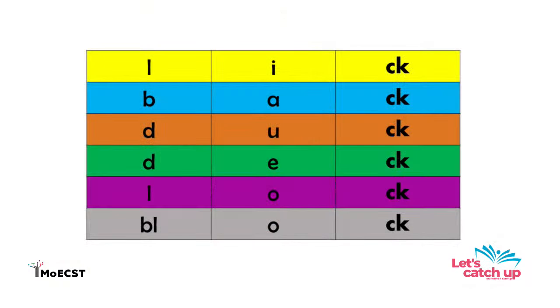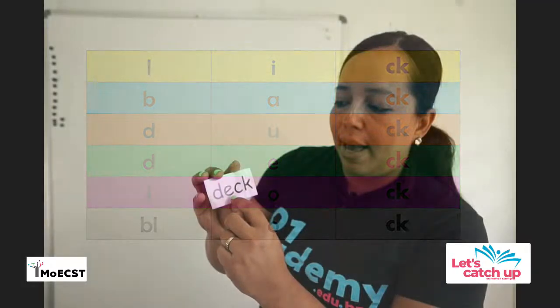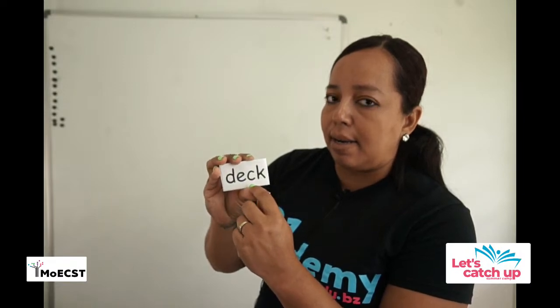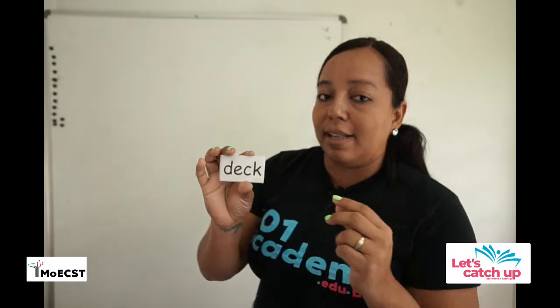So now, if we look at the green box, we have our first letter D, our second letter E, and our special song combination C and K. Let's sound them out, boys and girls. D, E, and what does C and K say? K. D, E, K. Deck. That's our word right there. You're using your word power, boys and girls, and I can hear the power in your voice when you read these words. Awesome.